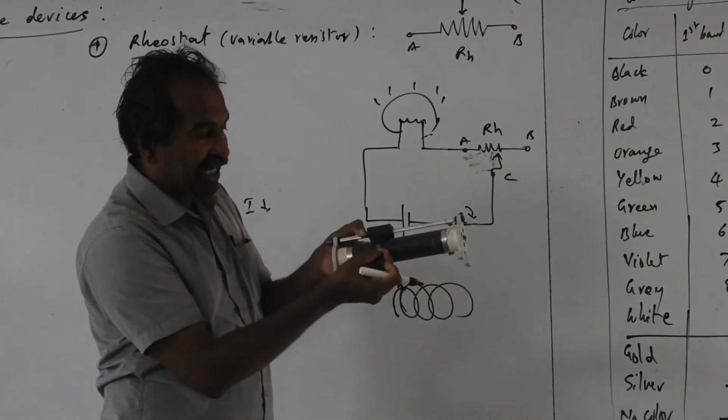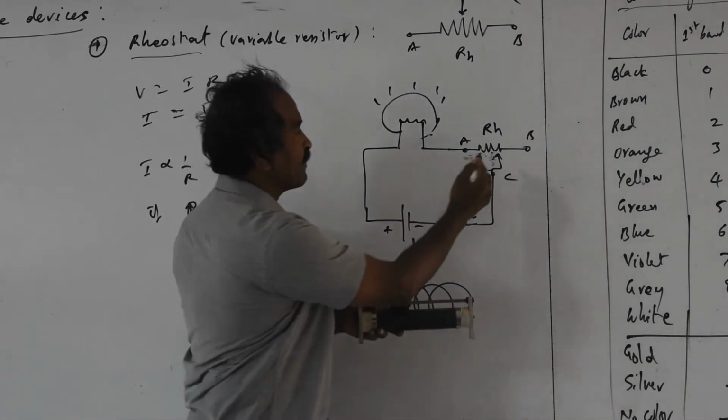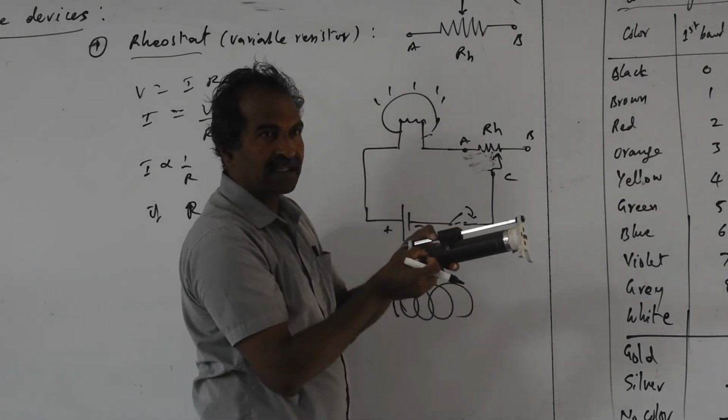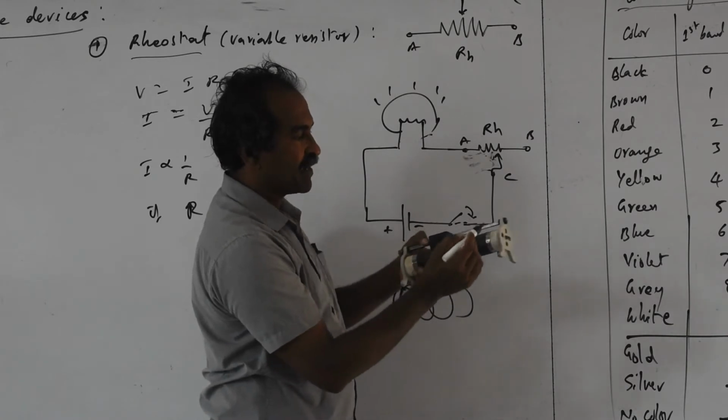But wherever this metal contact is touching, the surface is rubbed, which means the PVC insulation coating is not there, and then current will pass. For example, I made the connection here.